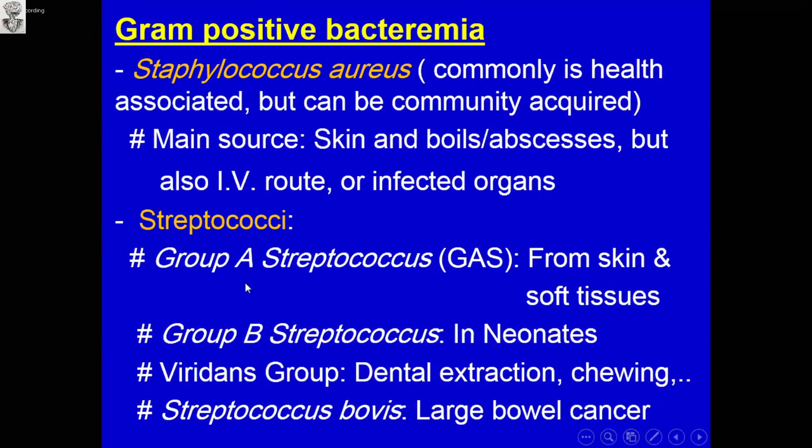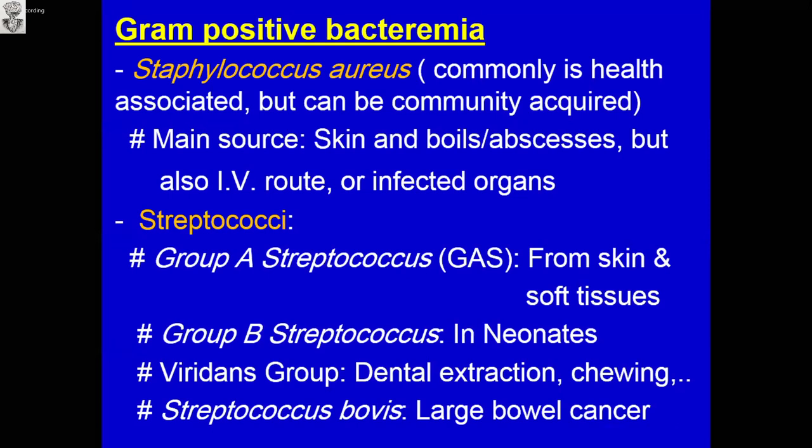Streptococci, you know, there are different groups and species of Streptococci. The most important is group A Streptococcus, which is called sometimes Streptococcus pyogenes. Group A Streptococcus is beta hemolytic. It causes complete hemolysis on the blood agar. Remember, group A Streptococcus is called sometimes GAS. It comes usually from skin and soft tissues. For example, it goes to the blood from the tonsils. It's an important cause of tonsillitis. This GAS is very important.